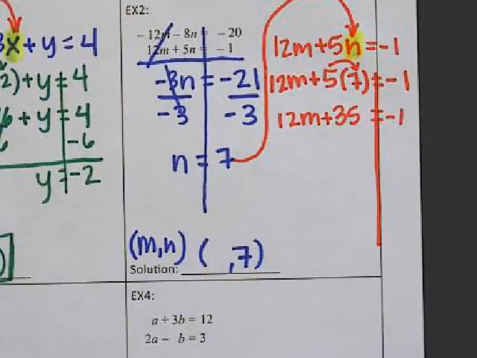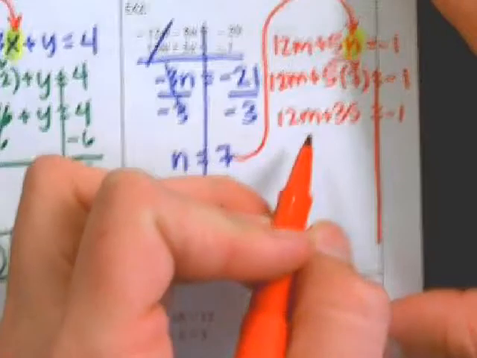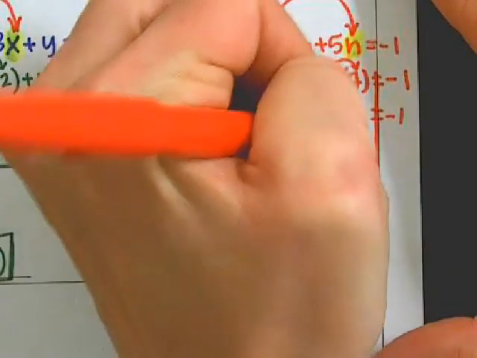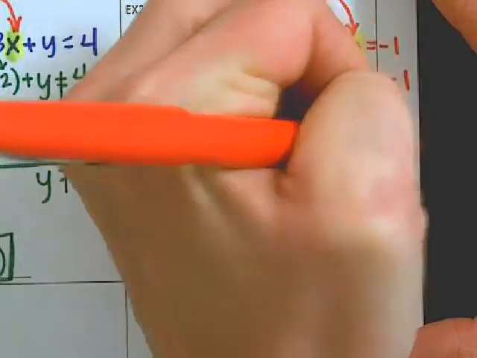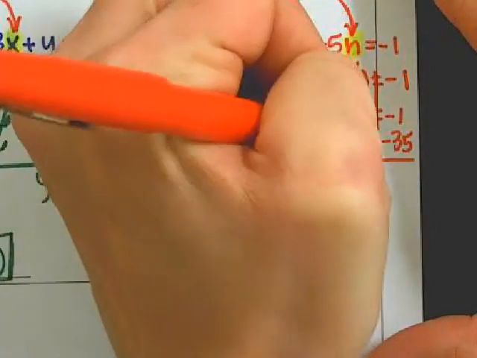Okay, I want m by itself. That means that 12 and m are fighting. So who's the bystander? 35. How do I get rid of 35? Minus 35. Oh, I put a 6. 35. Okay.